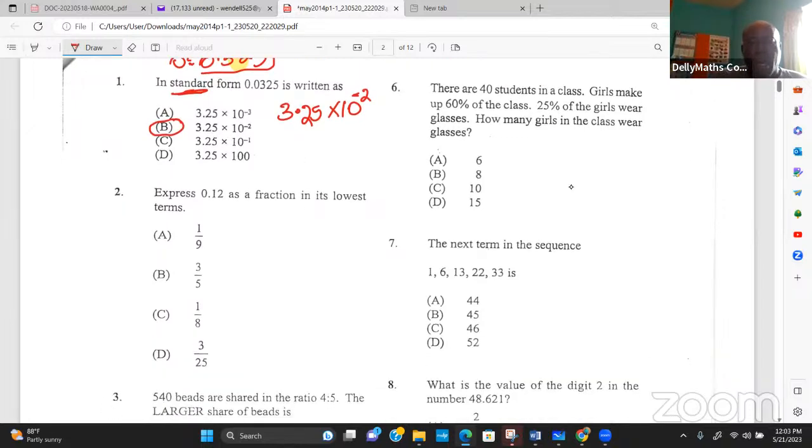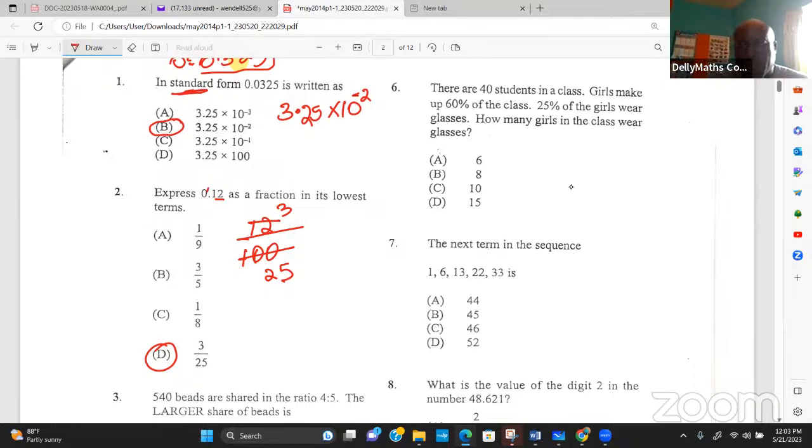Number 2: Express 0.12 as a fraction in its lowest form. 0.12 can be written as a decimal fraction. Look at how many digits are behind the point: 2, so it's going to be over 100. It's the same thing as 12 over 100, and you want to cancel down. Let's use 4: 4 into 12 gives us 3, and 4 into 100 is 25. So I'm looking for 3 over 25. Our answer is D.